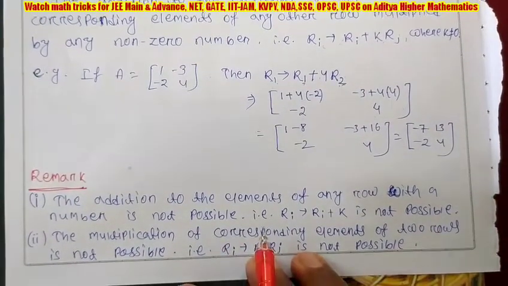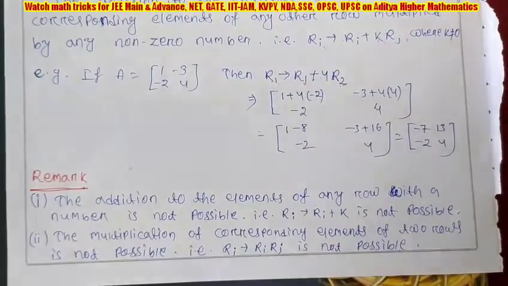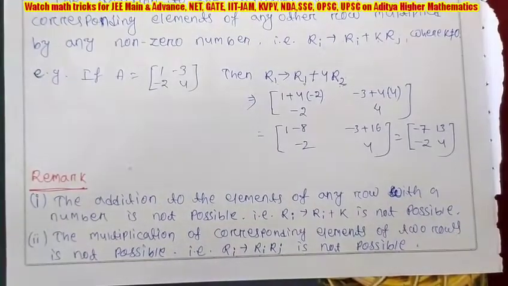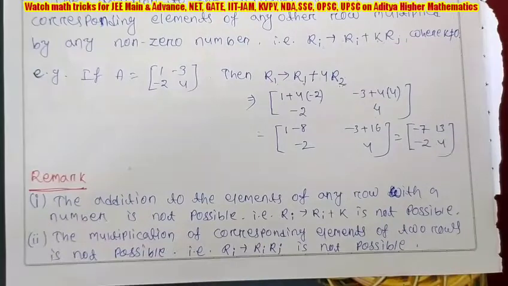And next, the second one. The multiplication of corresponding elements of two rows is not possible.